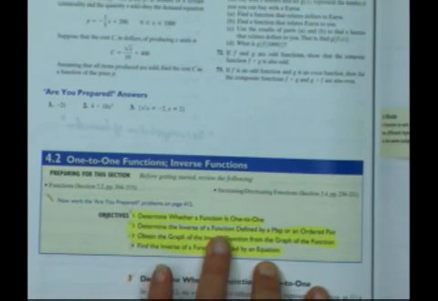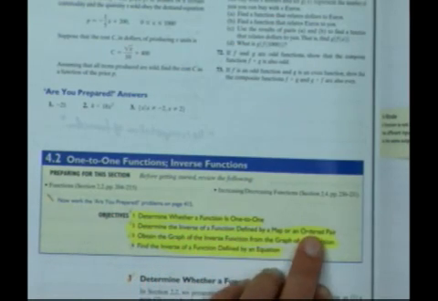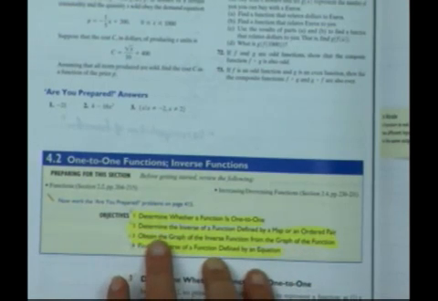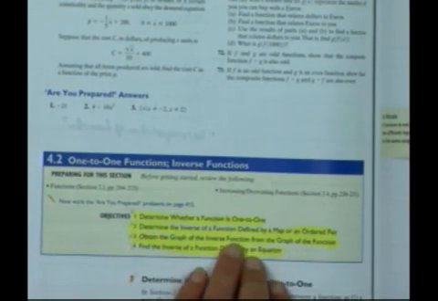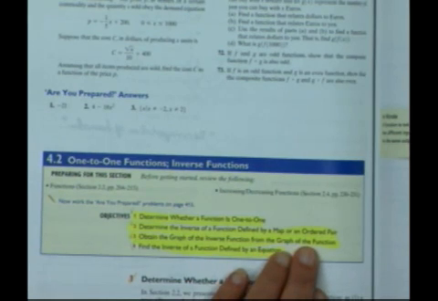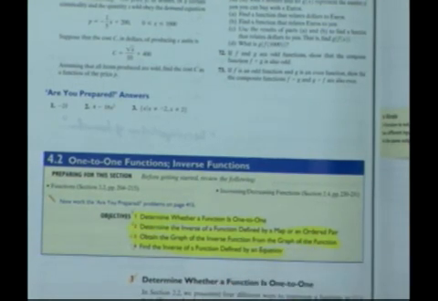Determine if the inverse of a function defined by an ordered pair. Remember, you just interchange your x and y values. Get the graph of an inverse function from the graph of a function. Did we do one of those? We'll do one in the exercises. You just take your points and interchange. And find the inverse of a function defined by an equation. All right, flipping through the pages.